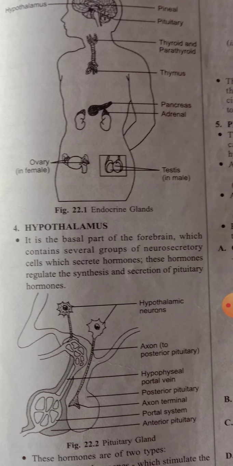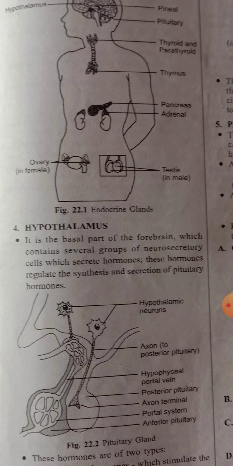First gland is the hypothalamus. Hypothalamus is generally considered the basal part of the forebrain. Students, we discussed this in neural control and coordination. The brain is divided into three major parts, that is cerebrum, cerebellum, medulla oblongata, pons. Or briefly, you divide the brain into forebrain, midbrain, and hindbrain. So hypothalamus is the basal part of the forebrain, which contains several groups of cells which secrete neural hormones. So they are considered neurosecretory cells which secrete hormones.